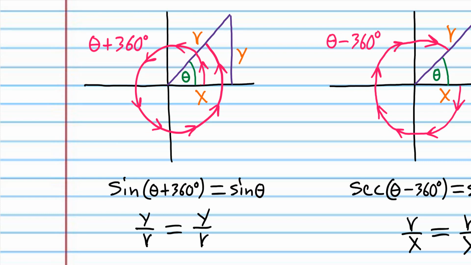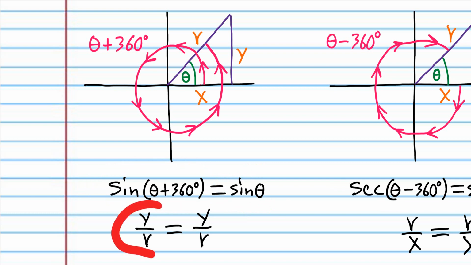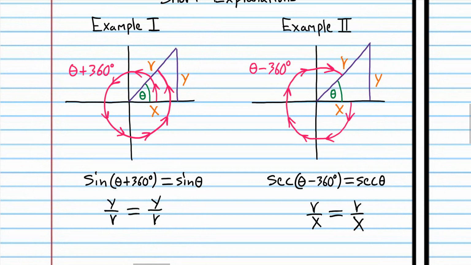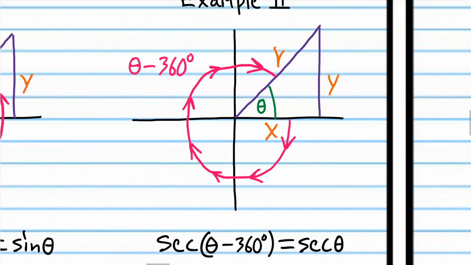But notice that that's just a coterminal angle. We learned coterminal angles. So it doesn't change anything. Sine theta plus 360 is the same thing as sine theta. They're both the opposite side over the hypotenuse. Furthermore, if you subtract 360, you have a similar situation.